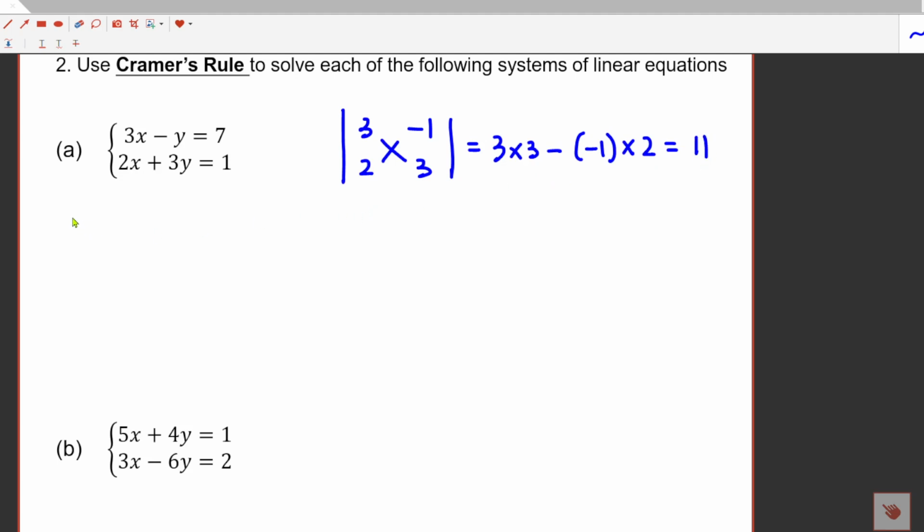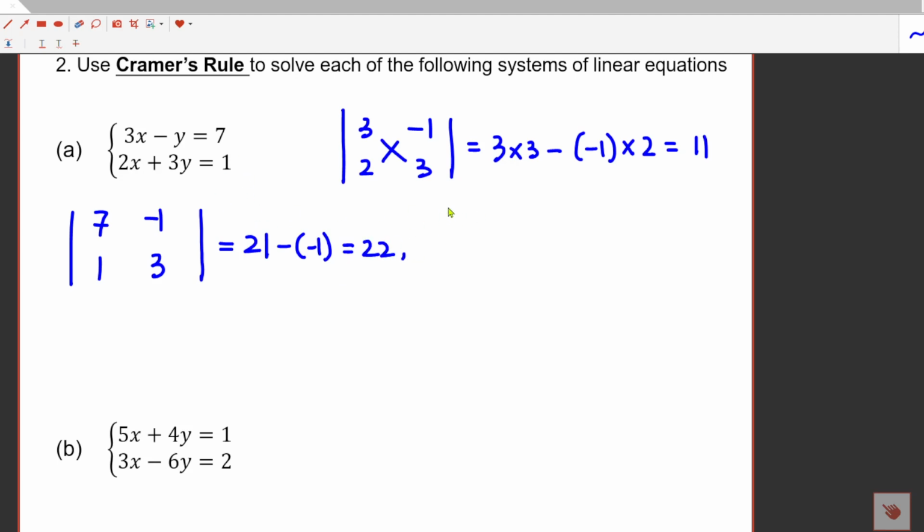And we also need to find another determinant. In order to find x, we need to replace the first column, the coefficients, using the constants 7 and 1. Then keep these two numbers unchanged, so that's -1 and 3. Again, this determinant is 3 by 7, which is 21, minus -1 by 1, which is -1, right? So that will give us 22.